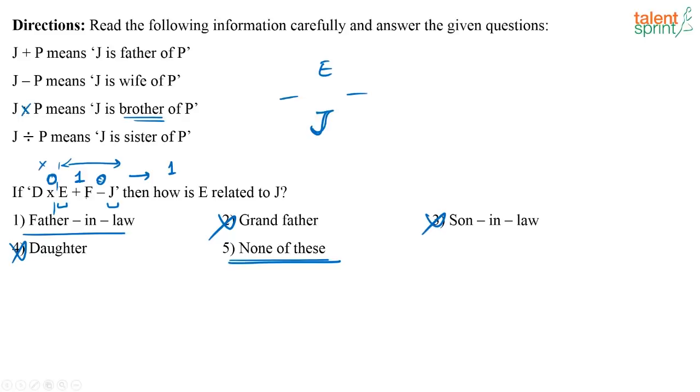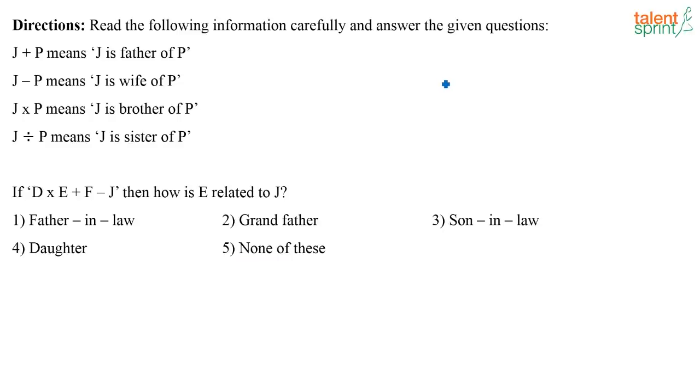But here, the father-in-law option is also there. So you will have to check and verify whether it is correct and then mark that as the answer. Okay. Now what is given here? D cross E, right? Now let me just erase all this.